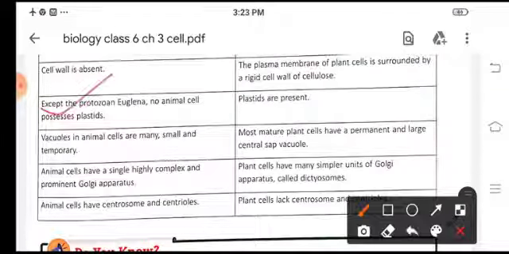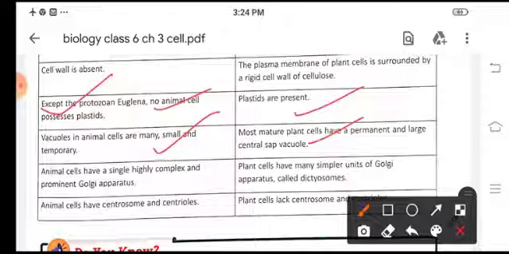Except in Euglena, children, no animal cell has the plastid, whereas plastids are present in the plant cell, which gives color to the plants. Vacuoles in animal cell may be small and may be temporary, whereas in plant cell a large and permanent central vacuole is present which is filled with the cell sap.